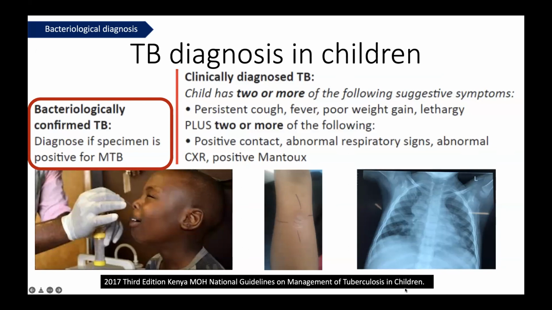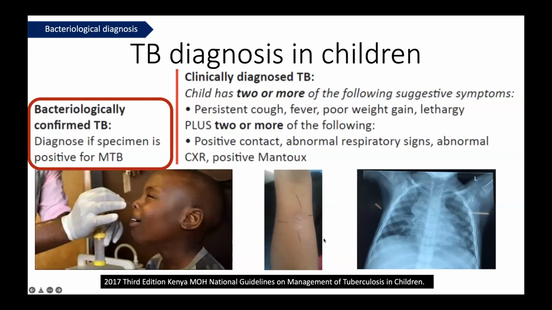Indeed, you strived to get a bacteriological confirmation with the specimen that you could. So that's important. And all these specimens are very easy to obtain, especially induced sputum, gastric aspirate and stool. They can be done in all our settings, I think, across the board in the country.